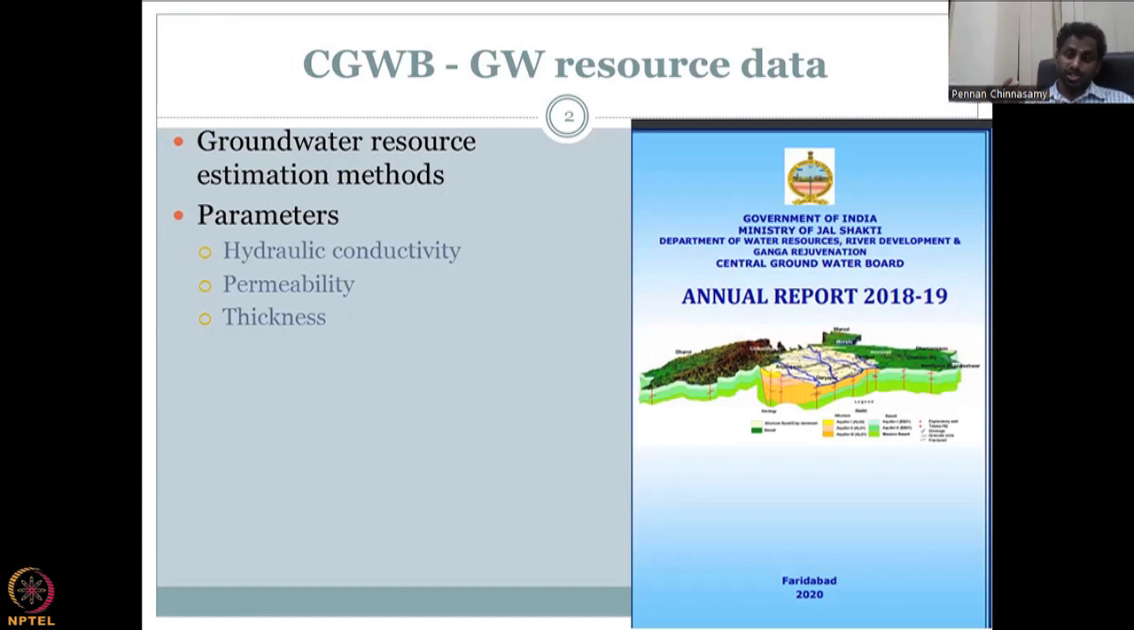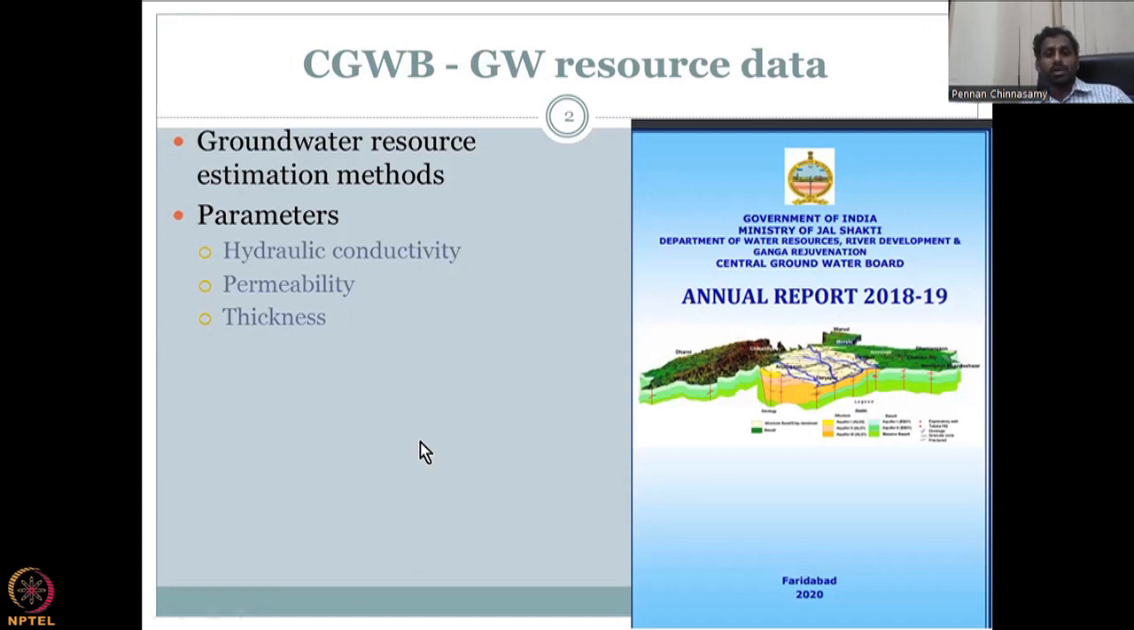Remember, I used Freeze and Cherry book for the entire planet. If you know the rock, if you know the soil type, you can assess the hydraulic conductivity. But it is a big range. There's a big range that Freeze and Cherry has given. Now, this Central Groundwater Board data would be anywhere in between that range. So now you're fine-tuning your range so that you could address these differences in your reports and research.